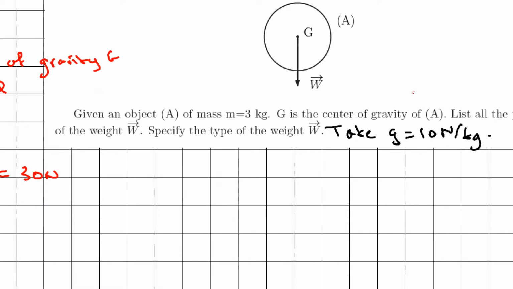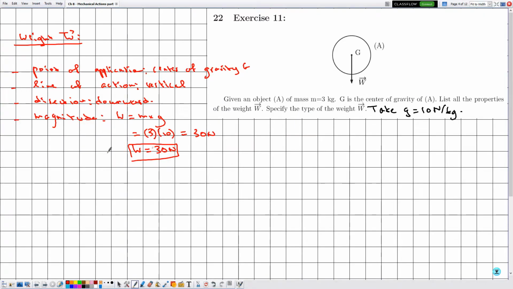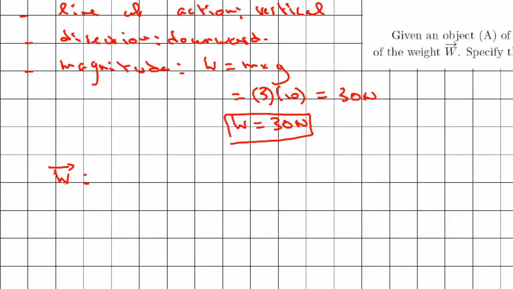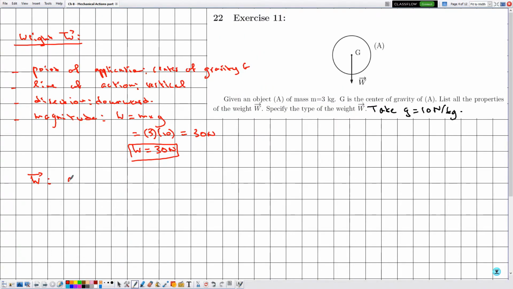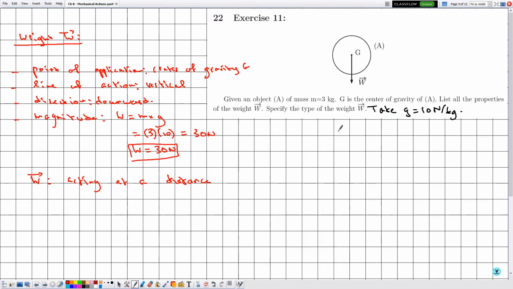Now finally they are telling us to specify the type of the weight, and here they are talking about whether it's a contact force or acting at a distance. So we always know that the only three forces that act at a distance are the weight, the electric, and the magnetic, and all other forces are classified as contact forces. And here, with no exception, the weight W is classified as acting at a distance. So whenever they ask us about the type, the classification, we need to mention whether it's acting at a distance or a contact force.